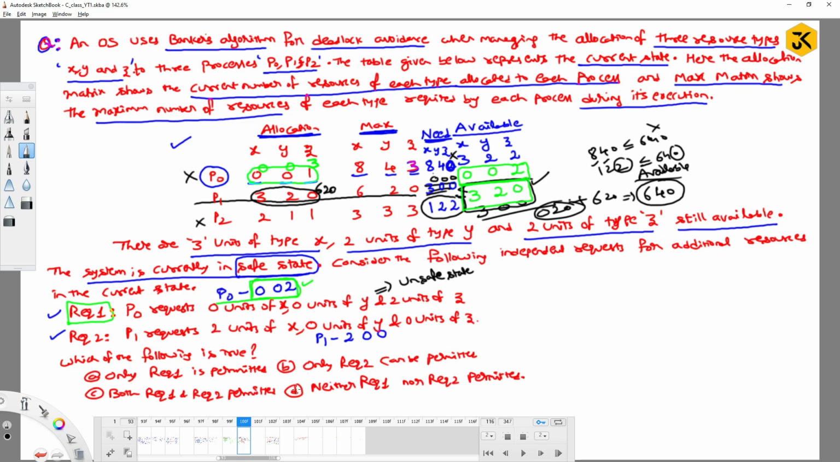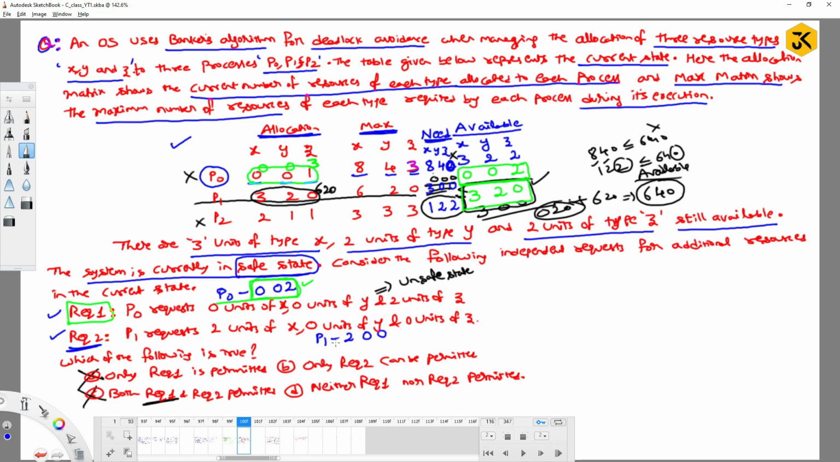So based on that, we can say that request one is permitted, it is saying. So option A is false, definitely. Based on that, option C is also false, because request one is permitted, right? So option C is failed. Now let us go with the process P2, process P1, sorry, request 2.